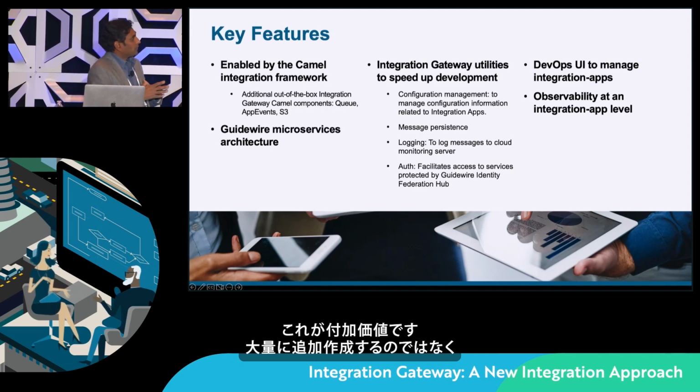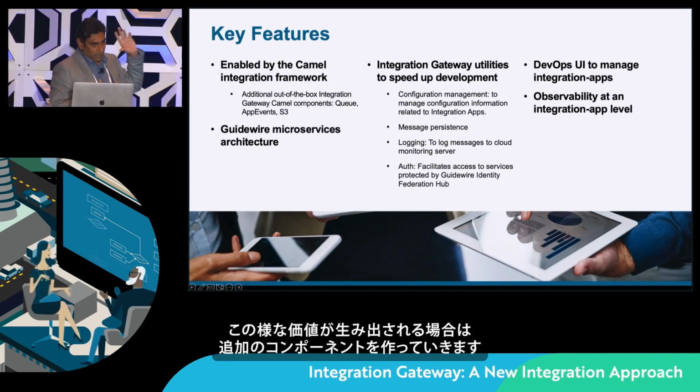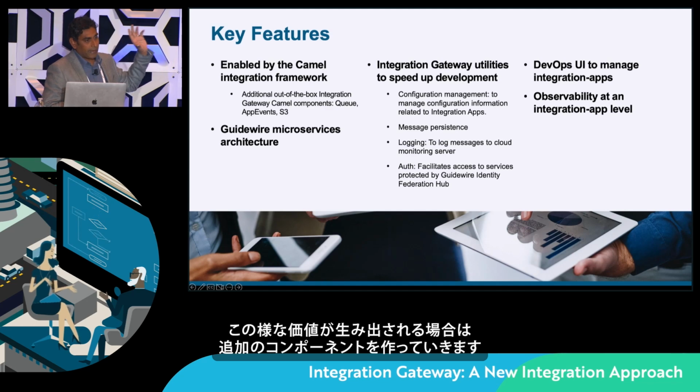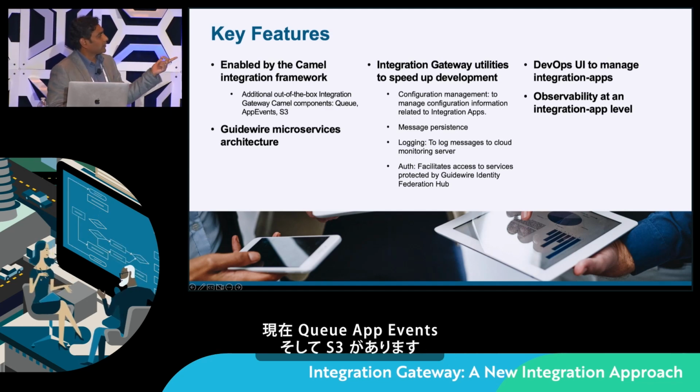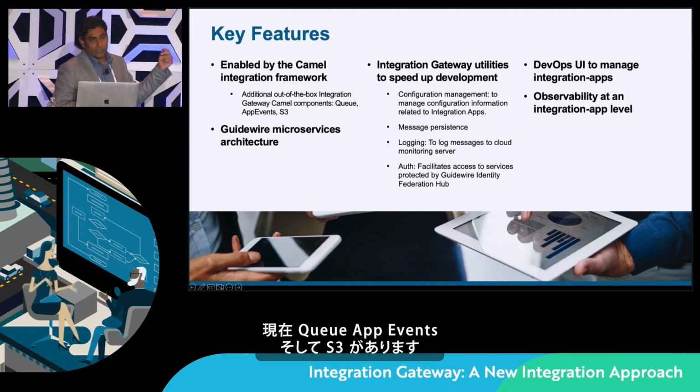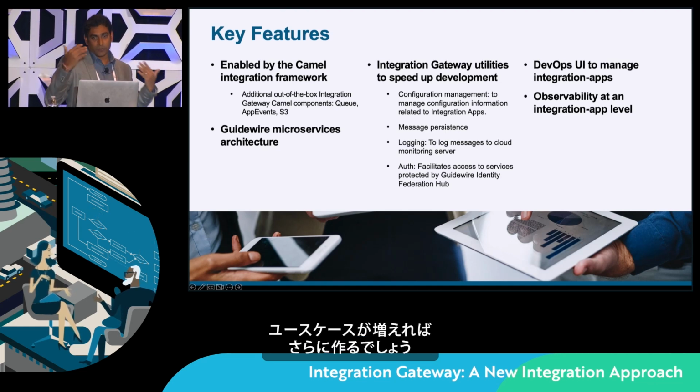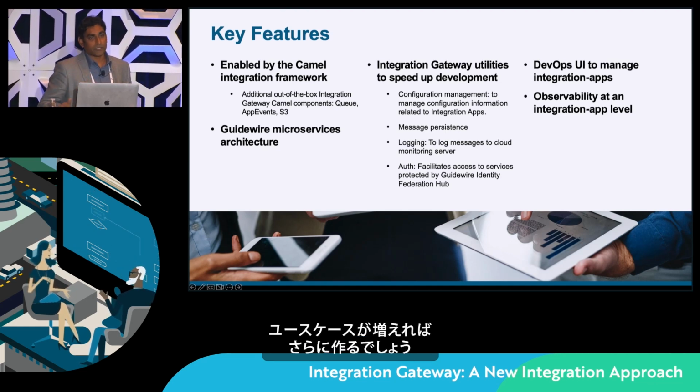It's not like we want to bring a lot of these, but whenever we see value, we add additional components. Right now we have queue, we have app events, and we have S3, right? We might build more as we see more use cases.